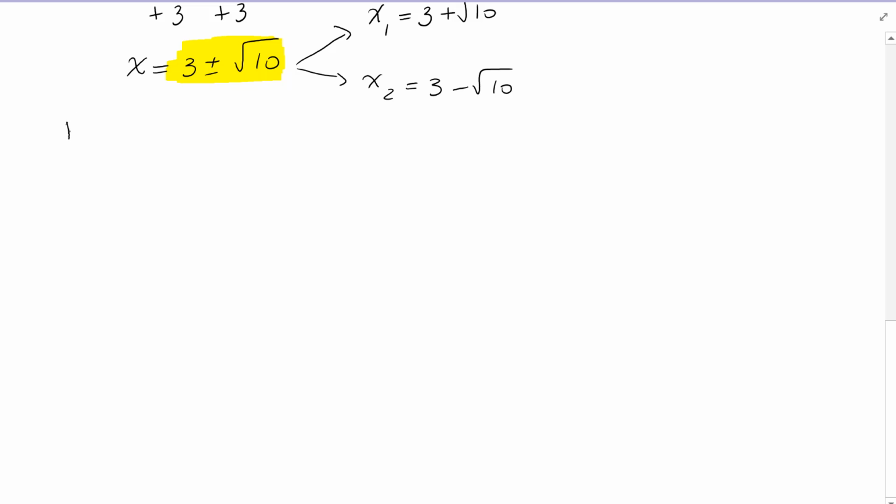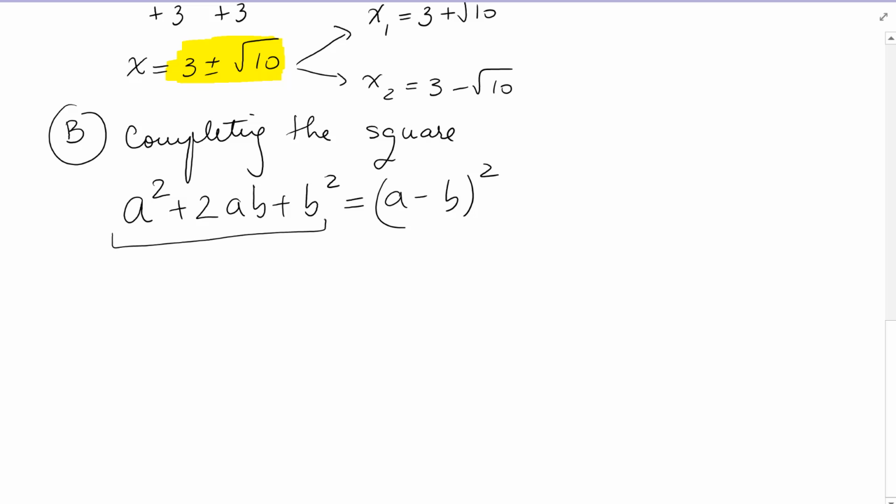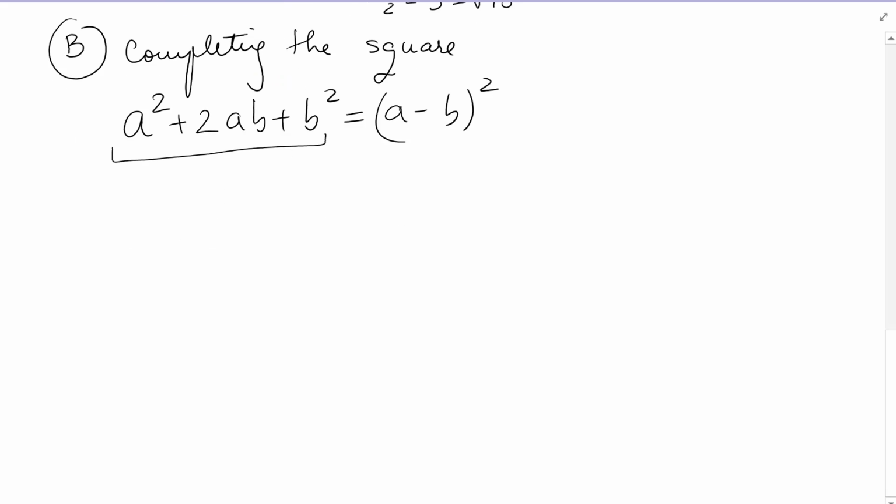Okay, let's discuss B. Completing the square. In order for us to complete the square, we have to remember this formula: a squared plus 2ab plus b squared equals a plus b squared. The question is, if I give you just a piece of the left-hand side, what do you need to create a perfect square?